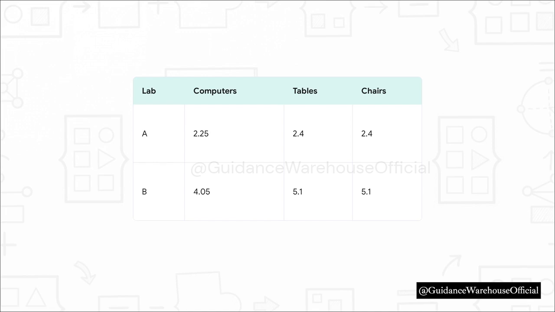You obviously cannot buy 0.25 of a computer or 0.4 of a table, so we naturally round these values up to the nearest whole integer. 2.25 becomes 3. 2.4 becomes 3. We then add this new matrix of rounded, required equipment back to our original inventory matrix. And there you go. We have our final, perfectly scaled numbers for the new semester.